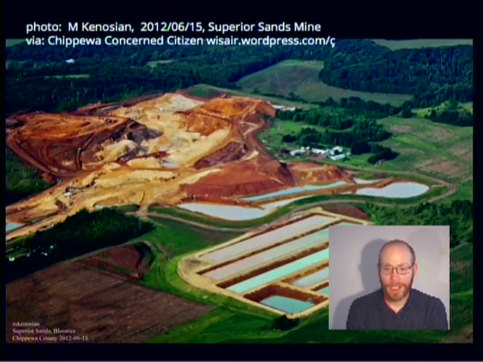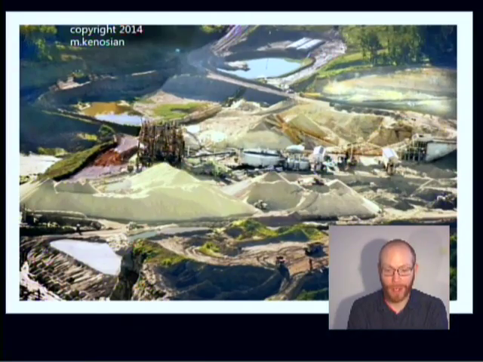So digging into the bedrock, one of the first issues are the water issues. Digging into the bedrock may change groundwater flow to the surrounding farms.